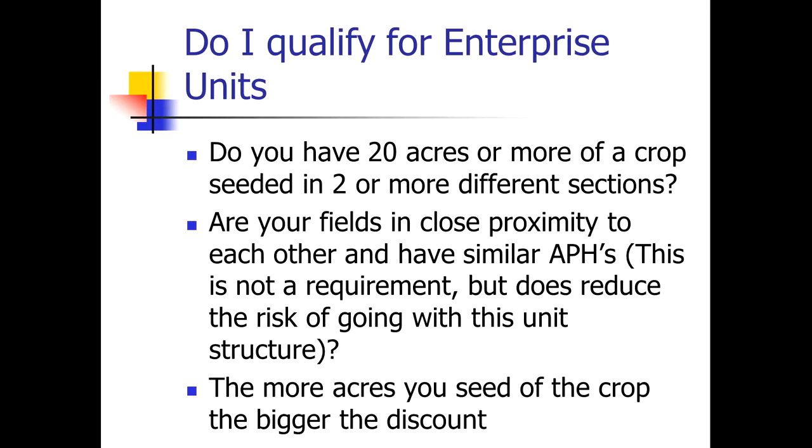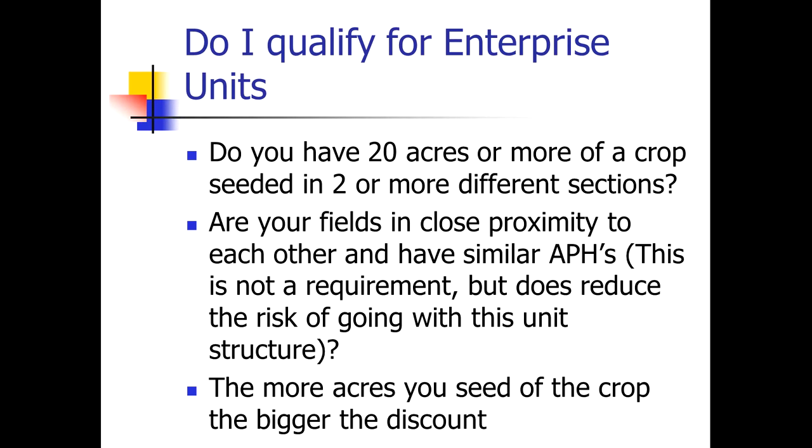How do I qualify for enterprise units? This is the most important thing to understand, is that you have to have 20 or more acres in 2 or more different sections. So you can't seed 10 acres in one section and 600 in the other and get this discount. There has to be 20 or more acres in those 2 sections. So you could have 20 and 600, you couldn't have 10 and 600. If you don't satisfy these requirements, you'll end up going back to the optional unit premium, and so your premium is going to be at least double what you were banking on in this scenario.